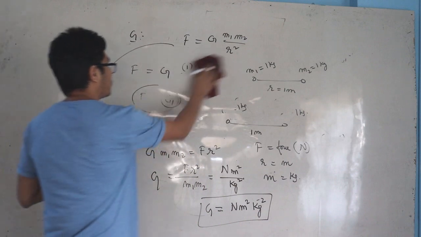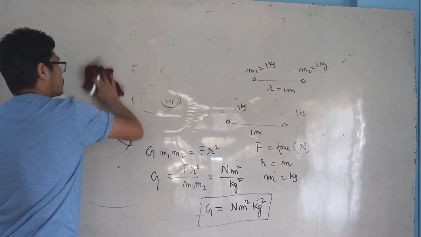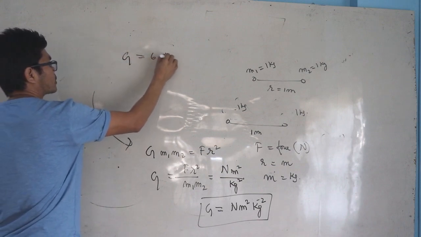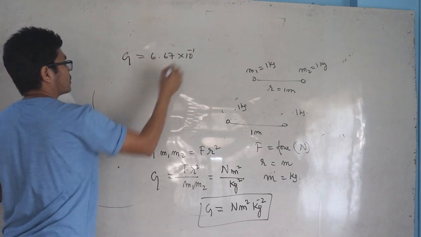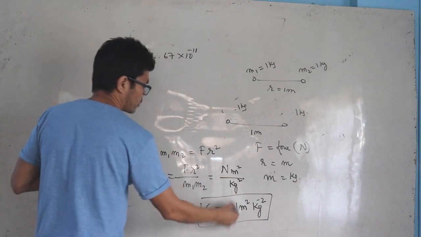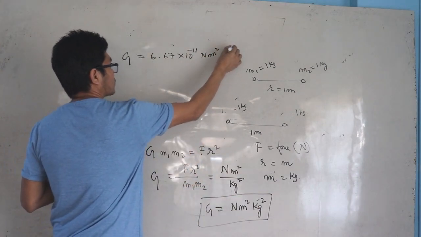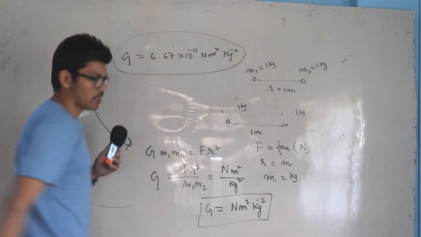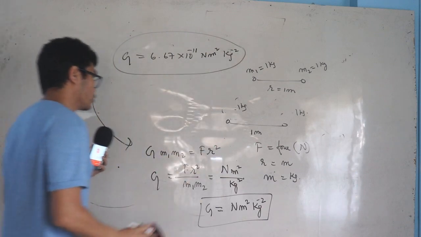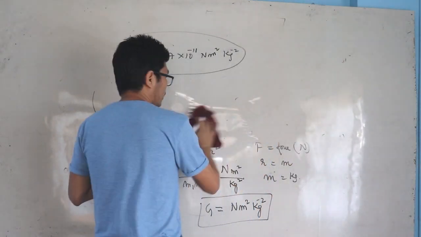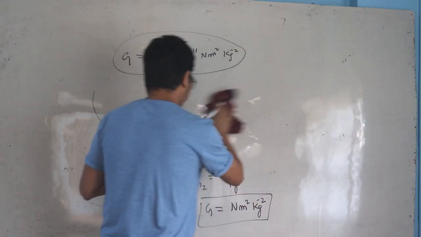And there is a numerical value of G. The numerical value of G is equal to 6.67 into 10 power minus 11. After that, you put the SI unit again, so it becomes N m square per kg square. This is the exact value of G that you will be using many times during numerical calculations. Okay, this is all about the value of G and the SI unit.